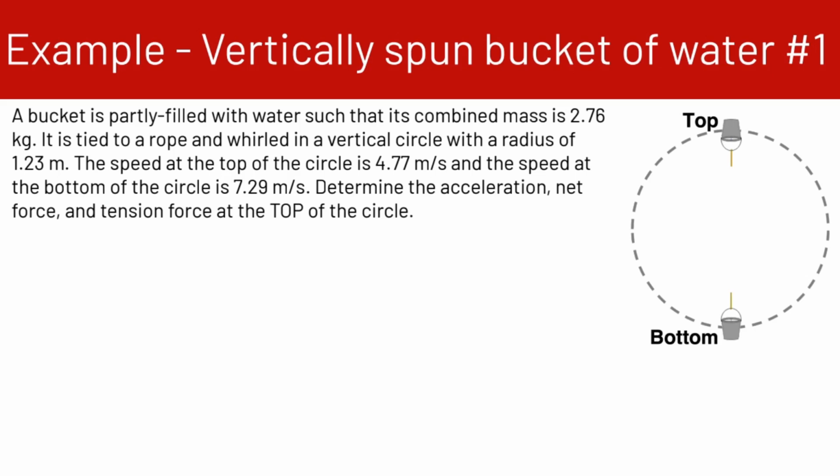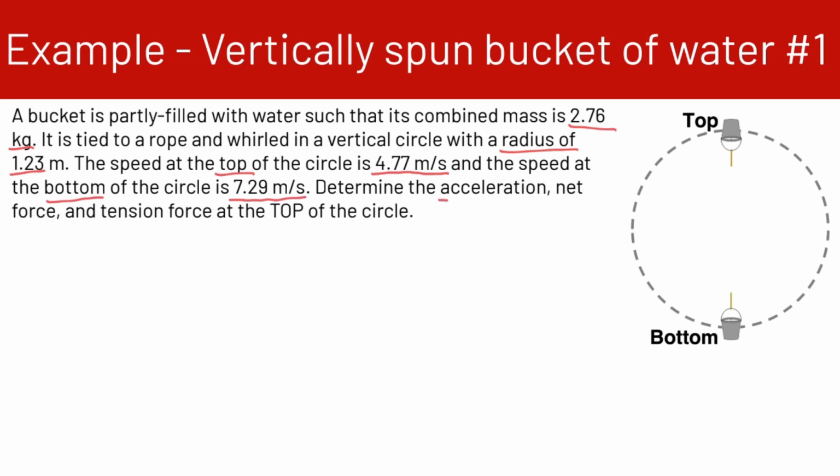All right, so let's look at another example. We have a vertically spun bucket of water, and this is part one of a two-part example. A bucket is partly filled with water such that its combined mass is 2.76 kilograms. It's tied to a rope and is whirled in a vertical circle with a radius of 1.23 meters. The speed at the top of the circle is 4.77 meters per second, and the speed at the bottom of the circle is 7.29 meters per second.